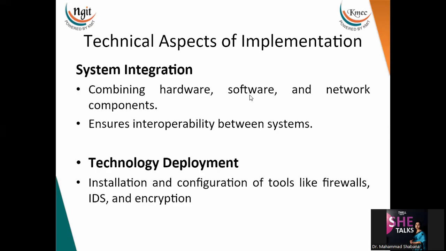The first one, system integration. This is about combining different systems like hardware, software, and networks into one cohesive platform. It ensures that old and new systems can work together seamlessly. For example, think about integrating a new database with an existing business application. It's essential for smooth operations.